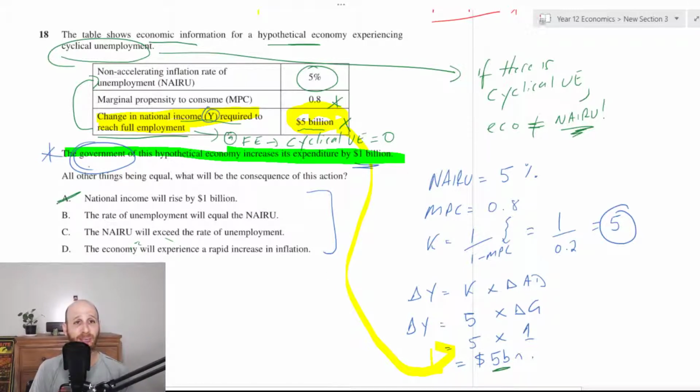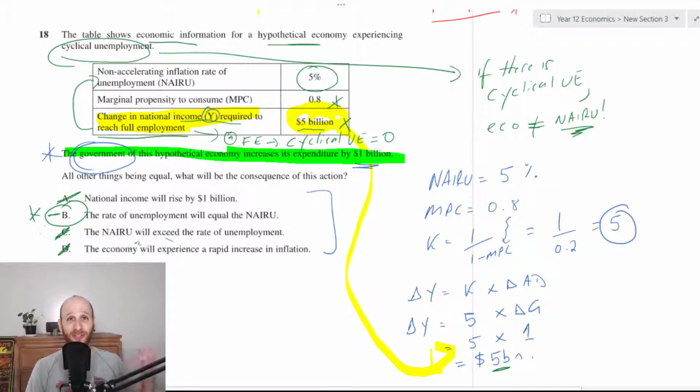The rate of unemployment will equal the NSW. Yes, if I get to 5 billion, I reach full employment, so I'm going to reach the NSW. Will the NSW exceed the rate of unemployment? No, they'll be equal. The economy will experience a rapid increase in inflation. No, because we are non-accelerating at this point. So our answer is B.